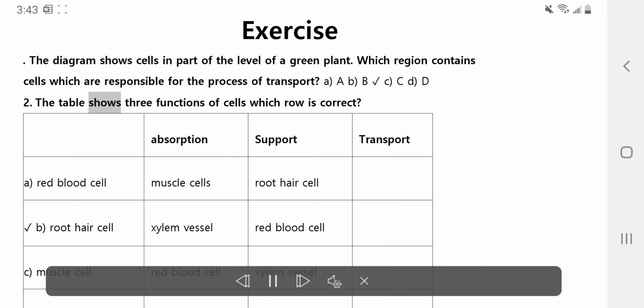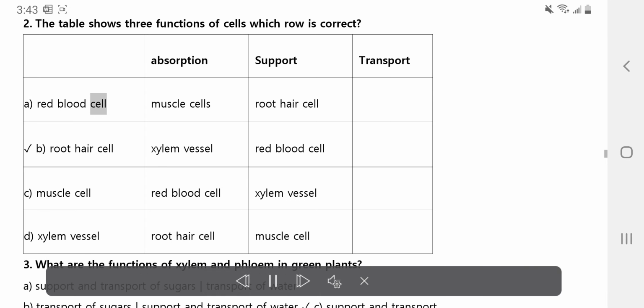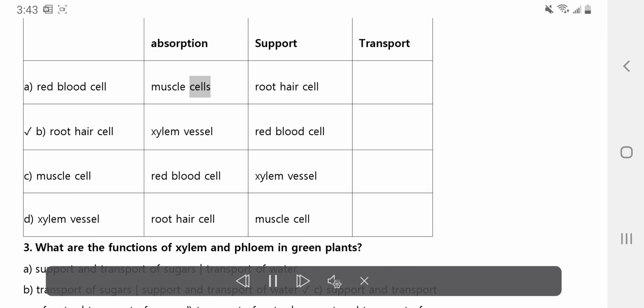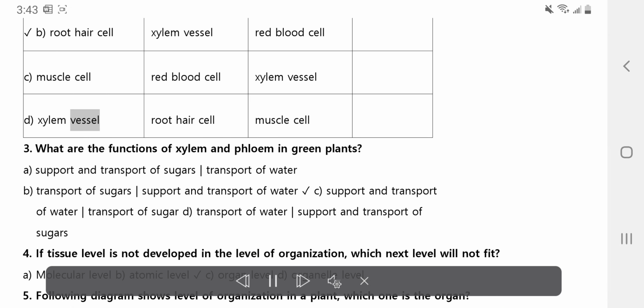2. The table shows three functions of cells: absorption, support, transport. Which row is correct? A. Red blood cell, muscle cells, root hair cell. B. Root hair cell, xylem vessel, red blood cell. C. Muscle cell, red blood cell, xylem vessel. D. Xylem vessel, root hair cell, muscle cell.